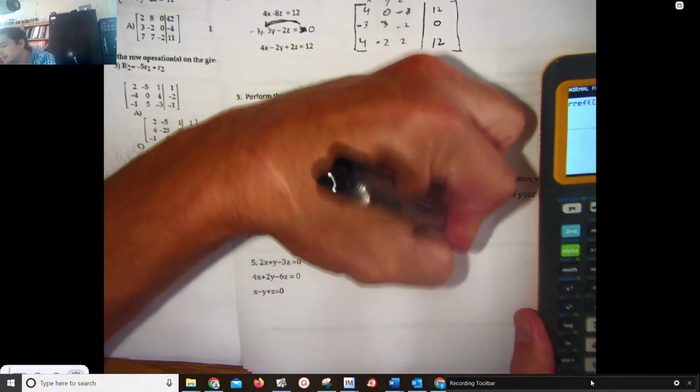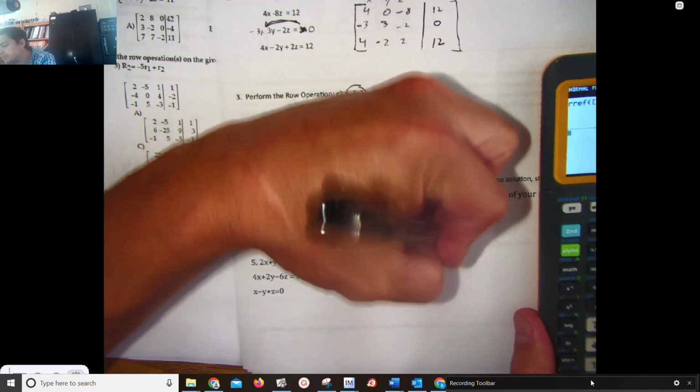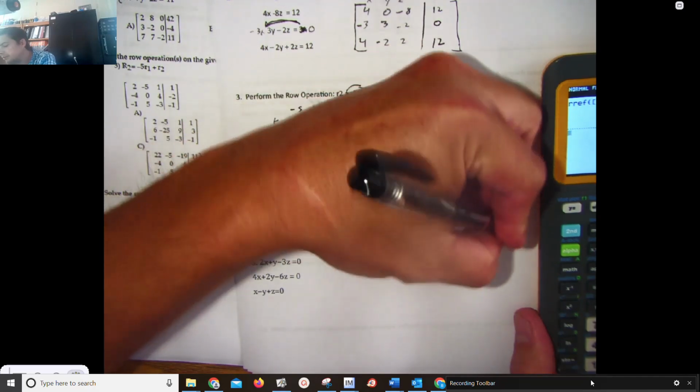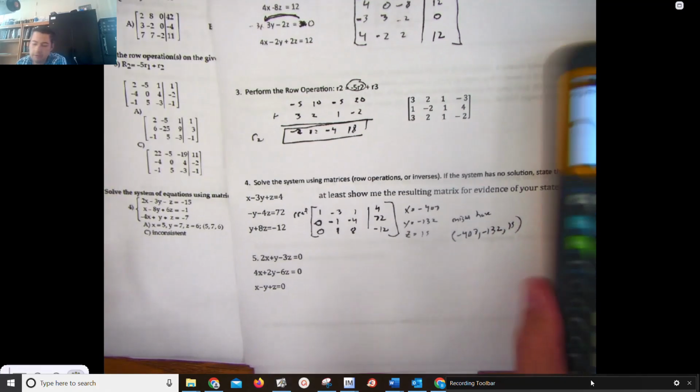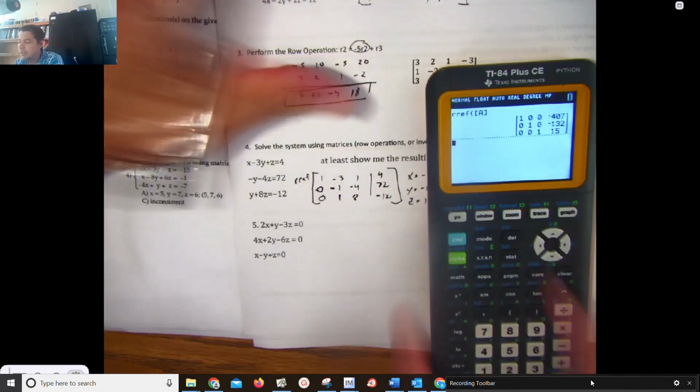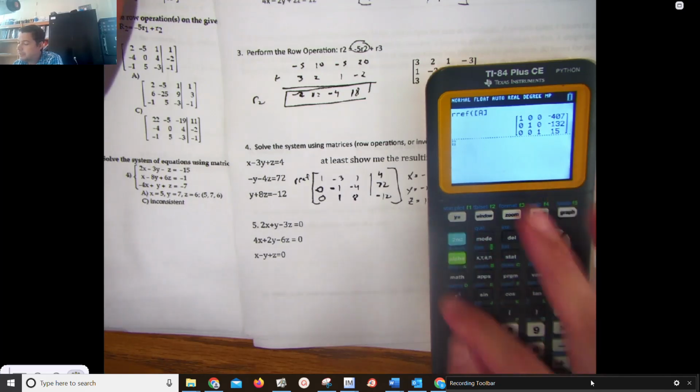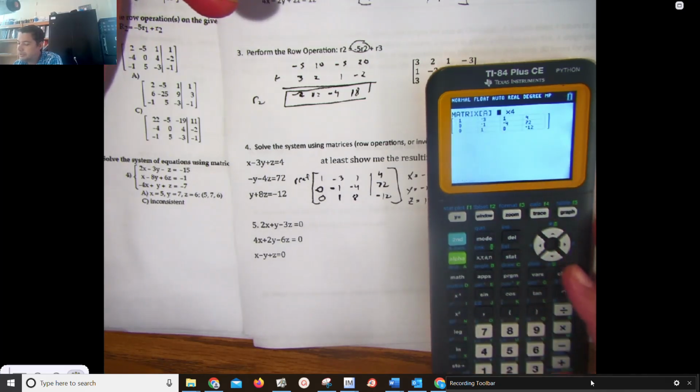Now, it'd be multiple choice. You might have the ordered triple, negative 407, negative 132, and 15. Now, we'll see. Going to do the next one using RREF as well. So second matrix edit, still a 3 by 4.